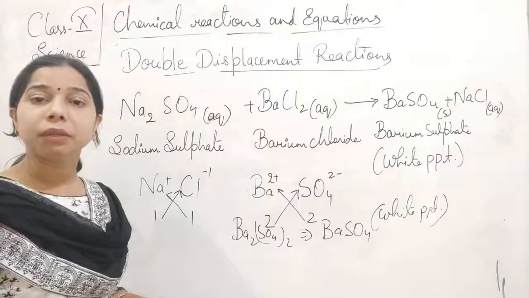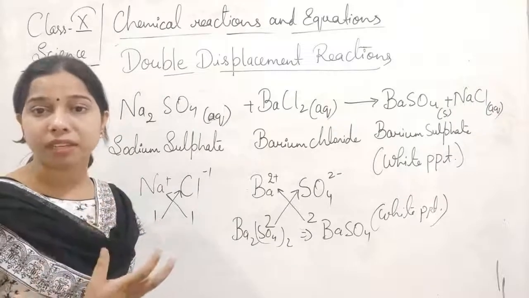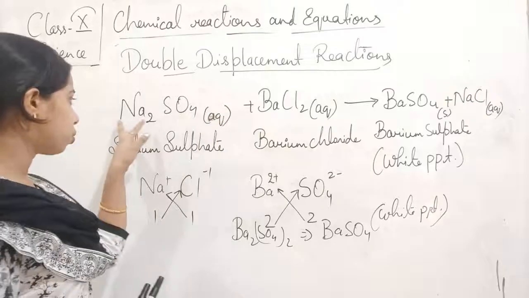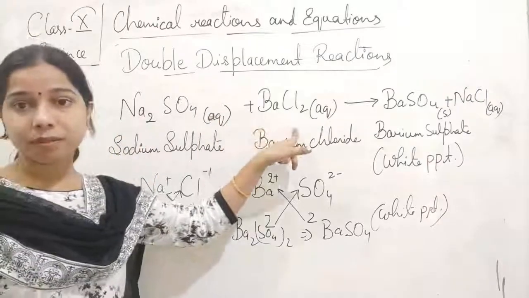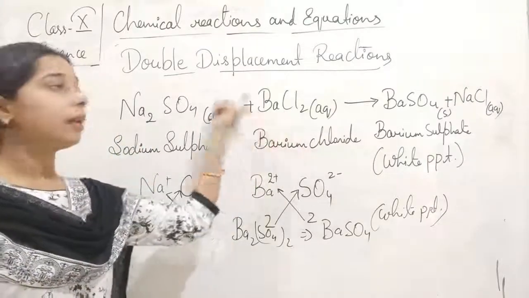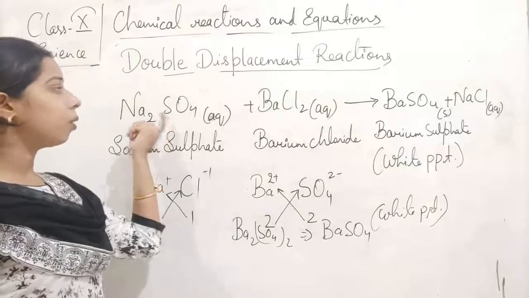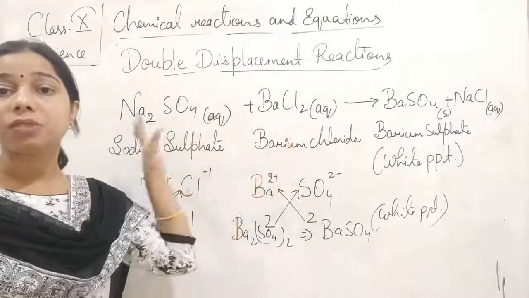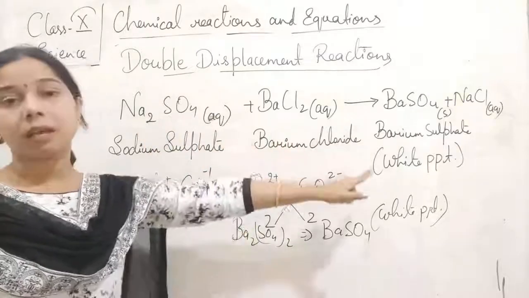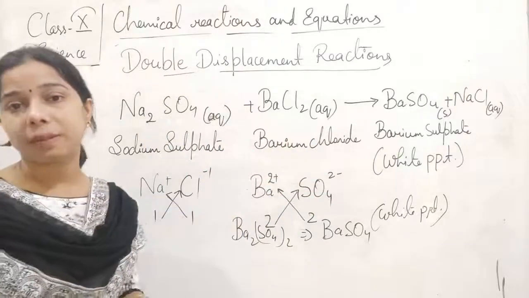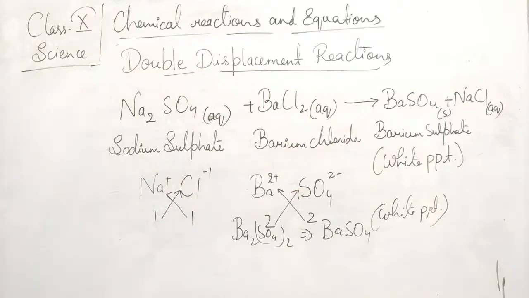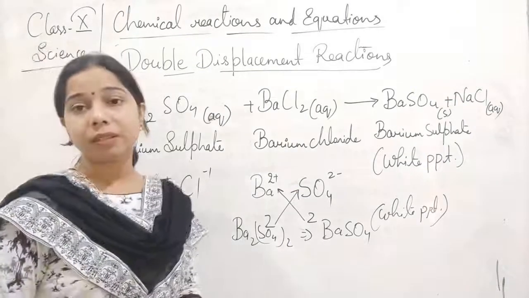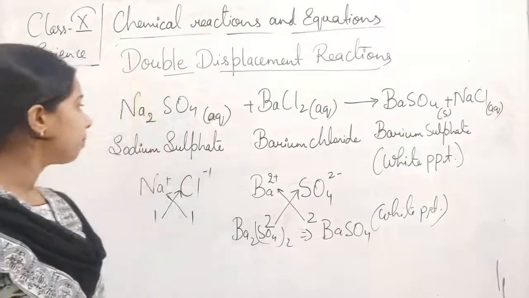So you can see here that there is an exchange of the ions between the two compounds. The sodium comes to the barium side, and the barium ion comes and joins or reacts with the sulfate. So exchange of the ions happens in this double displacement reaction, as well as formation of a precipitate. Okay, so this is one of the examples of the double displacement reaction, student.